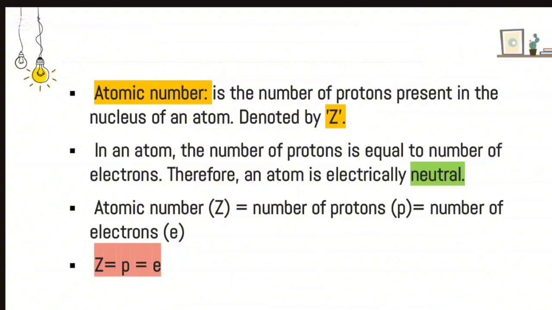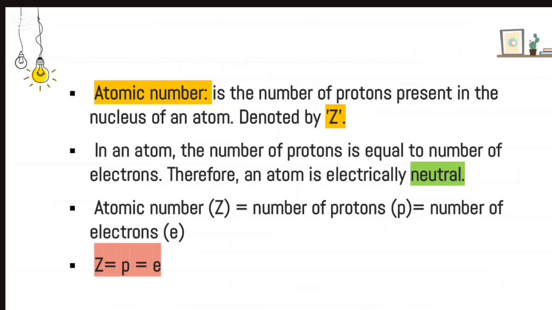Next we have atomic number. What is meant by atomic number? Atomic number is the number of protons present in the nucleus of an atom, and it is denoted by Z. In an atom the number of protons is always equal to the number of electrons. Therefore, an atom is always electrically neutral.